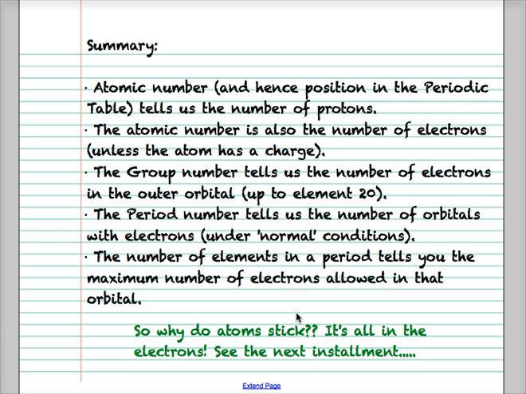So in summary, the atomic number, and hence the position in the periodic table, tells us the number of protons. The atomic number is also the number of electrons, unless the atom has a charge. The group number, the column, tells us the number of electrons in the outer orbital, at least up to element 20. The period number tells us the number of orbitals with electrons. And the number of elements in a period tells you the maximum number of electrons allowed in that orbital.